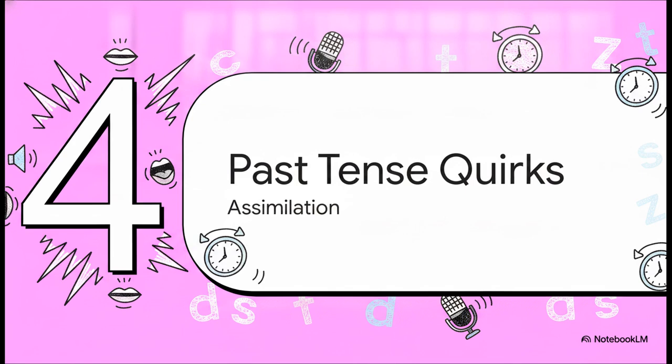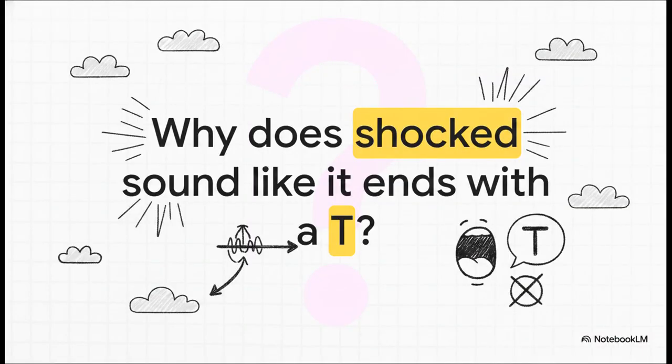Okay, section 4, quirks of past tense verbs, assimilation, and action. So let me ask you something. Why does the word shocked sound like it ends with a T? It's spelled with an ED. Visually, by all logic, it should end with a D sound, right? So why in the world doesn't shocked sound the way it's actually spelled?